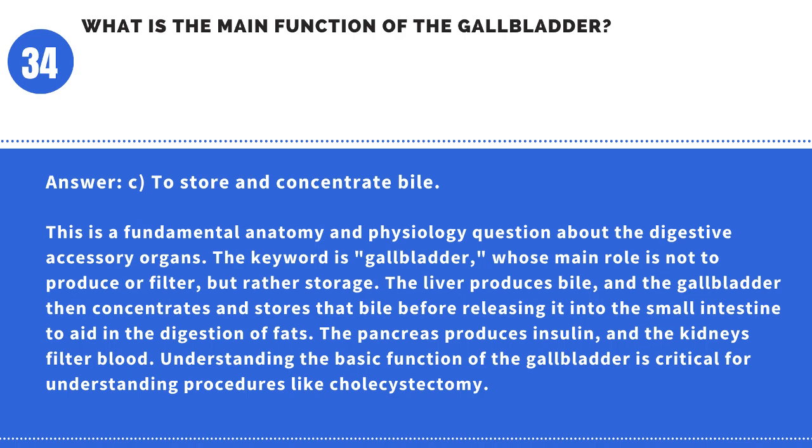This is a fundamental anatomy and physiology question about the digestive accessory organs. The keyword is gallbladder, whose main role is not to produce or filter, but rather storage. The liver produces bile, and the gallbladder then concentrates and stores that bile before releasing it into the small intestine to aid in the digestion of fats. The pancreas produces insulin, and the kidneys filter blood. Understanding the basic function of the gallbladder is critical for understanding procedures like cholecystectomy.